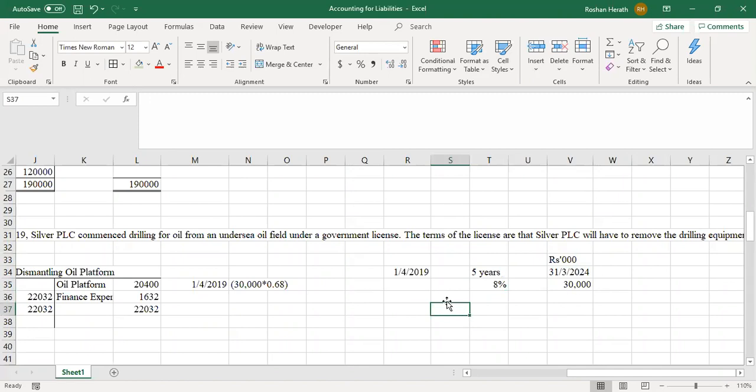So we need to discount at 8%. So how do we normally do it? When it comes to the discounting, you take 30,000 divided by 1 plus 0.08 to the power 5, and you get the value today.